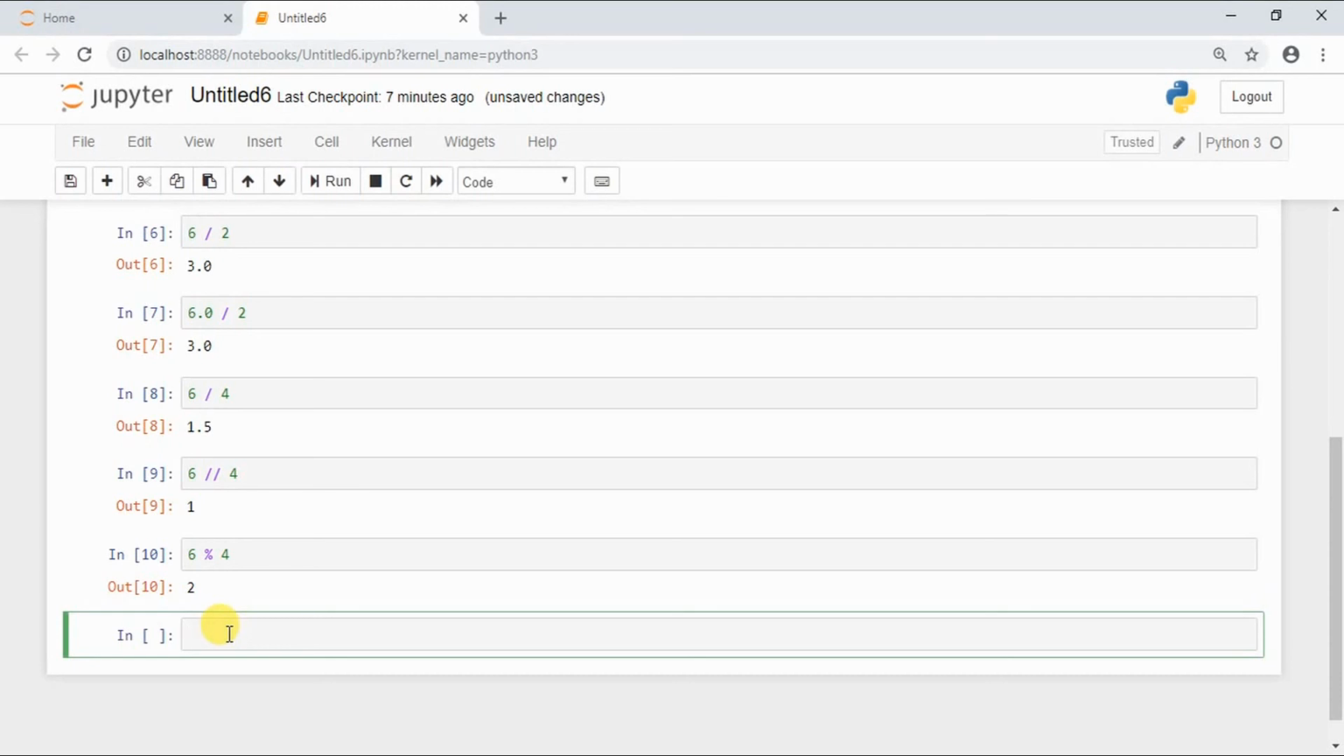But what if you want the cube of any number, or you want the square of any number? What will you do? Here is a simple sign. I just want the square of 2. Then 2, two times the multiplication sign, and 2, that is 2 to the power of 2. Okay, so here is a 4. But what if I want 2 to the power of 10? So 2, two times the multiplication sign, and 10. I'm just running this one. This is 1024.